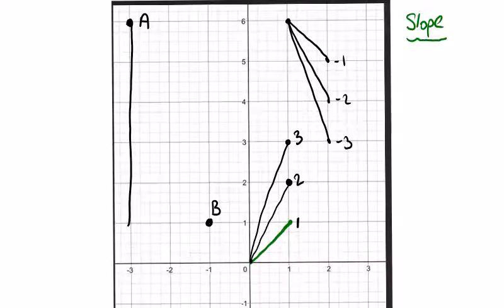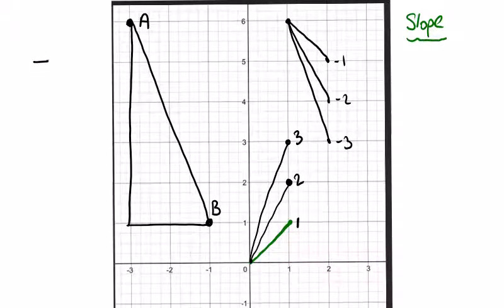Okay, let's create our right angle triangle down here. A down to B. Is it a negative or positive slope coming from A down to B? We're looking at negative slope. What is the point A? It's negative 3, positive 6. And point B is negative 1, positive 1.